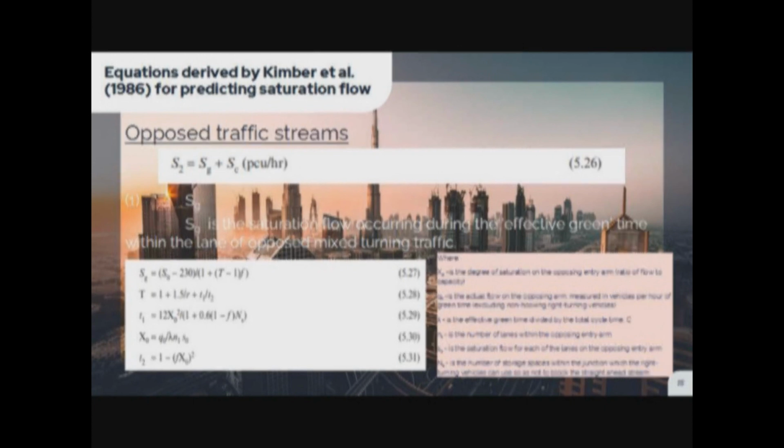So the next is the small letter t sub 2, which is equal to 1 minus f times x sub 0 squared. So this will be our equation 5.31.